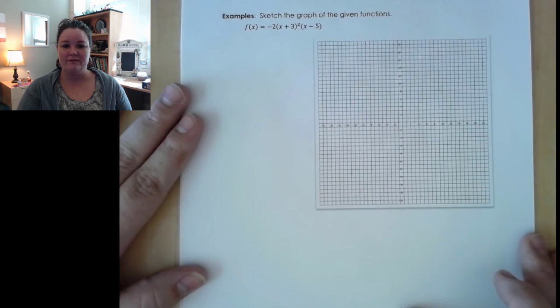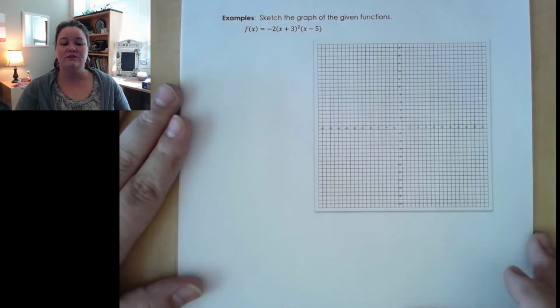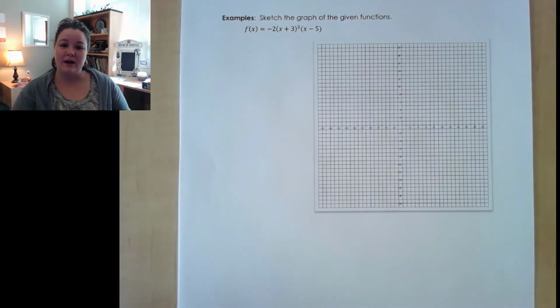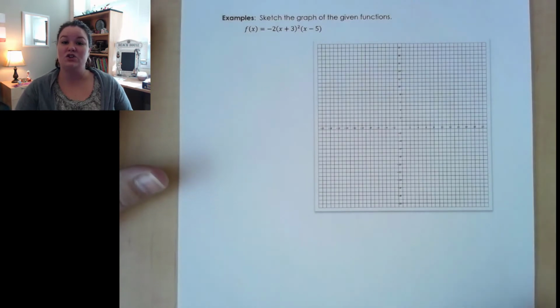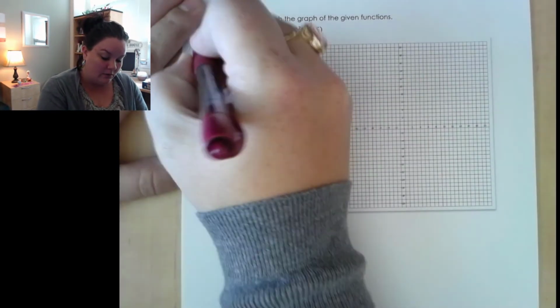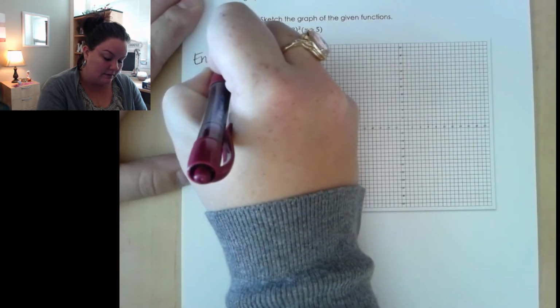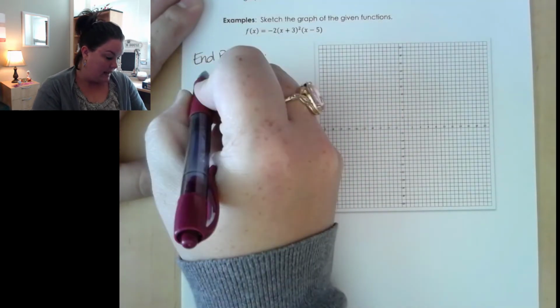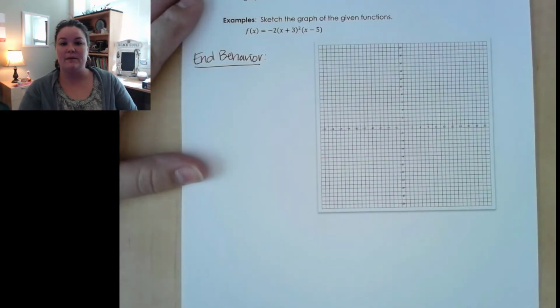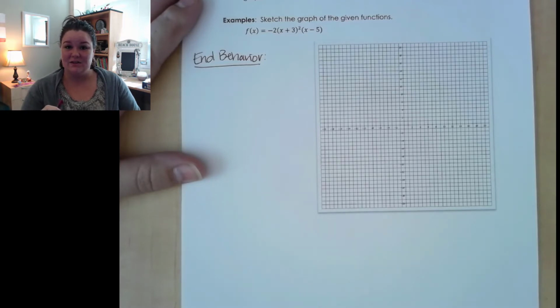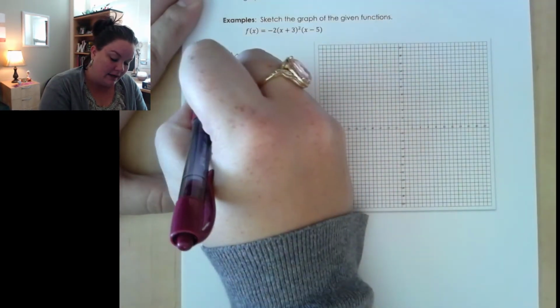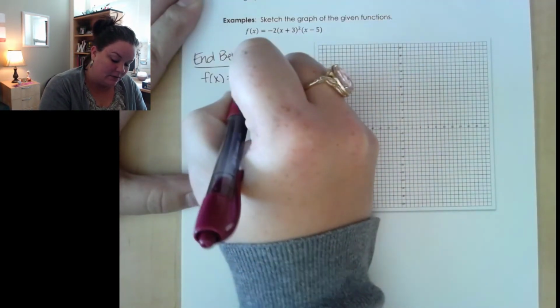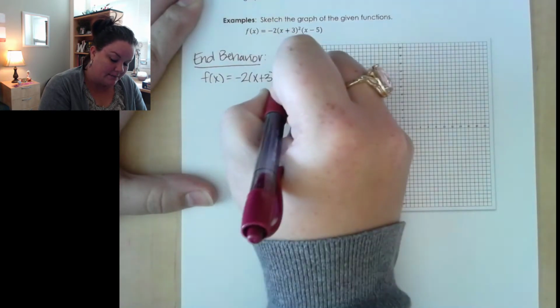Our first one says sketch the graph of the given function, and we have -2 times the quantity x plus 3 squared times x minus 5. So the first thing we want to do, remember, is determine that end behavior. So I'm going to go ahead and write here, we want to find our end behavior. Okay, and remember, we figure out what's happening at the ends based on that leading term. So I have to figure out what that leading term is so that I know which direction my ends are going, right? So notice from this one, I'm going to go ahead and write it. F of x is equal to -2 times x plus 3 squared times x minus 5.